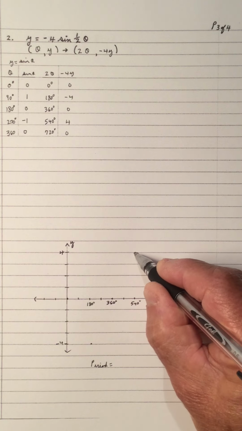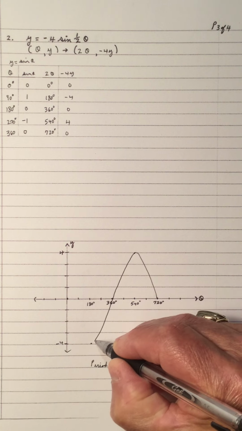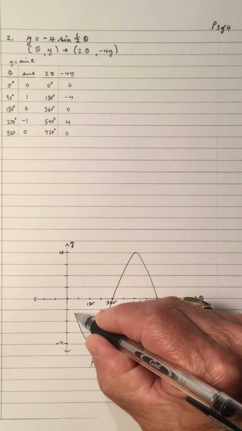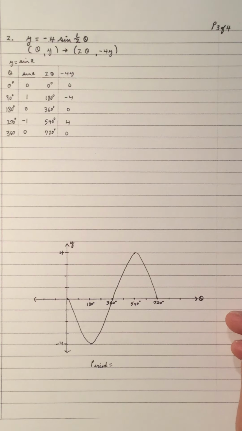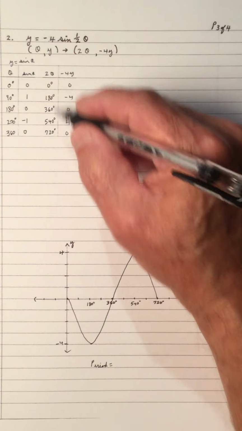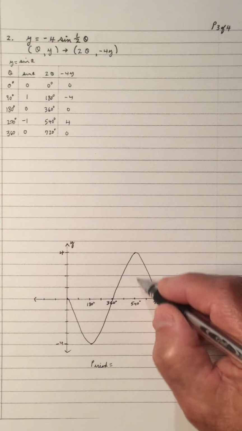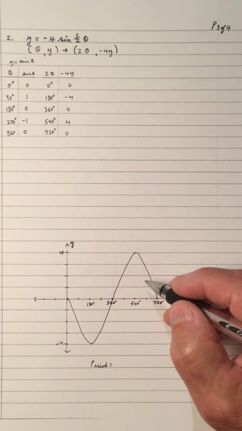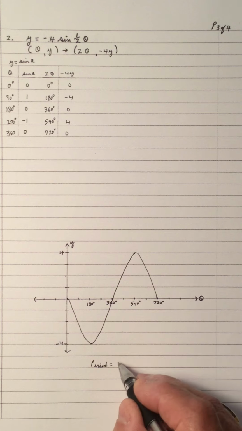So, notice again, we have a sideways S. There it is. And again, you notice this time it is going downward. It's reflected because of the negative, and the height is 4 times higher, and the period is from 0 to 720, so the period is 720 degrees.